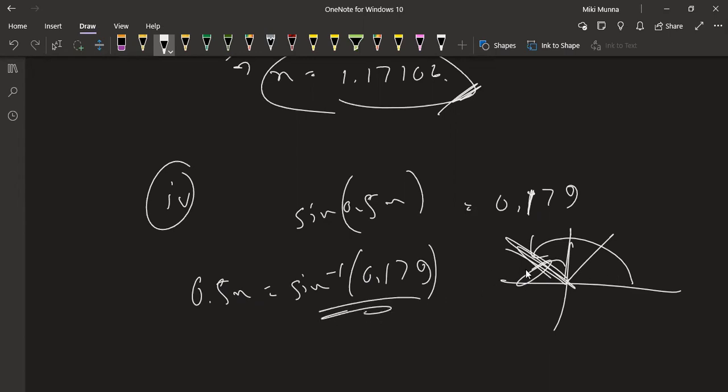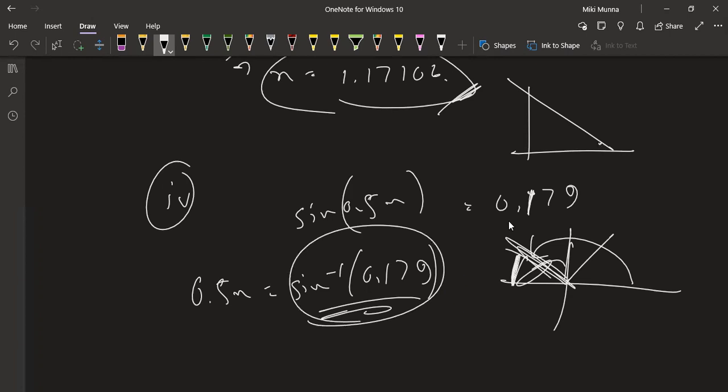This angle gives us which angle? This angle. Now, how do we know that? We know that in this way, that sine equals opposite by hypotenuse. So this angle is basically less than 90 degrees or less than pi by 2.